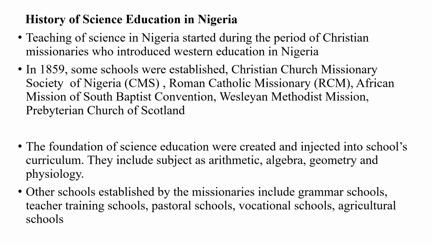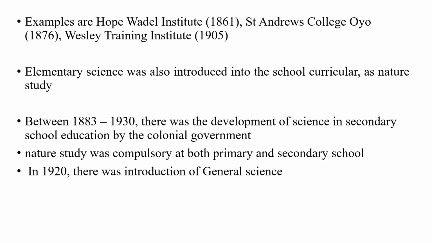science education. But later, when the secondary schools were established, we have the foundation of science education being created and injected into the schools. That is, injected into part of the school's curriculum in the form of arithmetic, algebra, geometry, and physiology. So these are the rudiments or the foundation of science education that was introduced into the schools. Then later, the missionaries also established other schools, like grammar schools, teacher training schools, pastoral schools, vocational schools, agricultural schools. When these schools were introduced, you also have the introduction of rudiments of science into these schools.